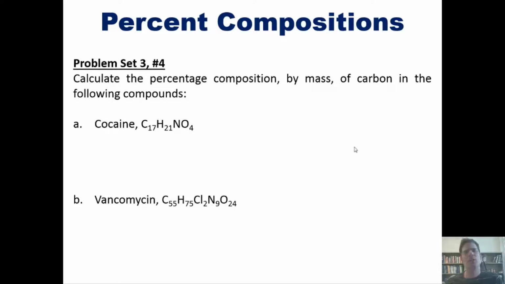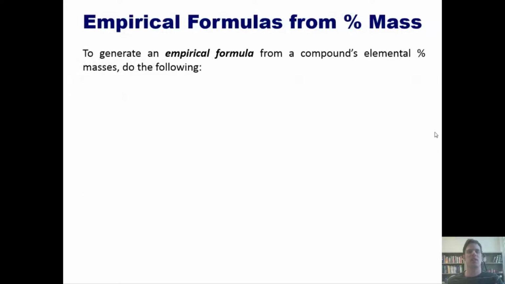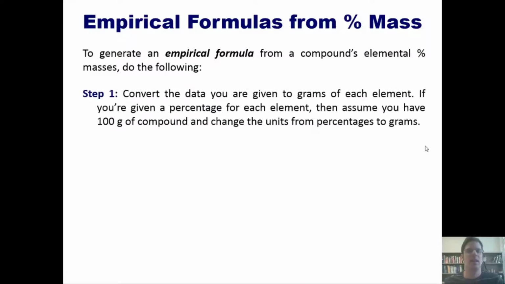I now want to introduce you to this topic: calculating a substance's empirical formula from its percent mass. If you want to generate an empirical formula from a compound's elemental percent mass, here's how you'd go about doing it. First, convert the data you're given into grams for each element. If you're given a percentage for each element, then just assume you have 100 grams of compound and change the units from percentages to grams.